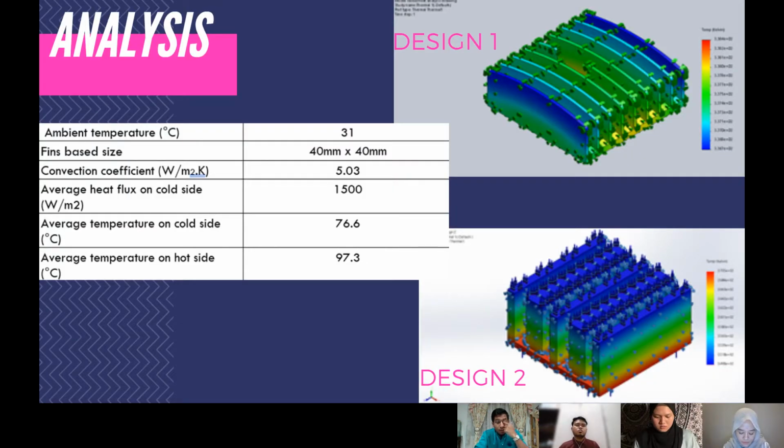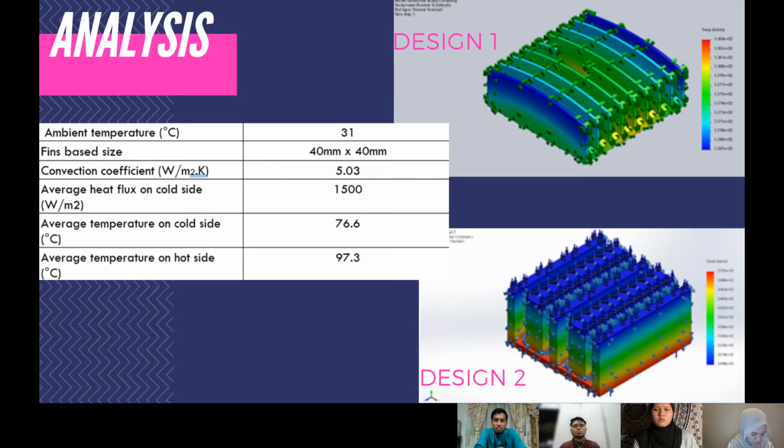Okay, hi, my name is Muhammad Amir bin Ibrahim. So I want to explain about the analysis. First and foremost, as you can see, there are two types of analysis as we do two designs. First, I want to explain the ambient temperature that we put based on the report. The ambient temperature is 31 degrees Celsius. The fin base size is 40 times 40 for the two designs. The convection coefficient is 5.03 watt per meter square Kelvin.